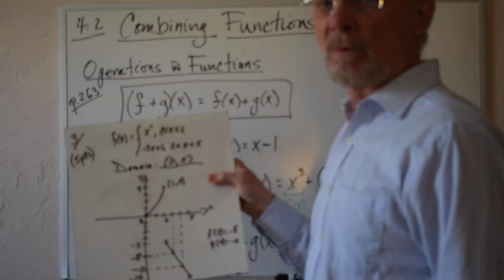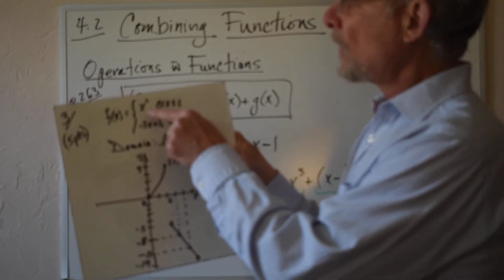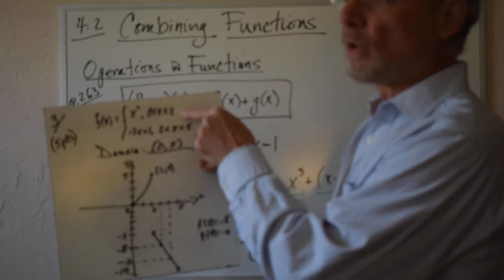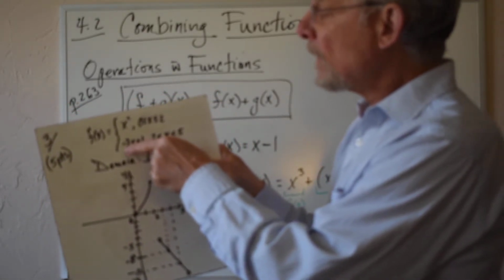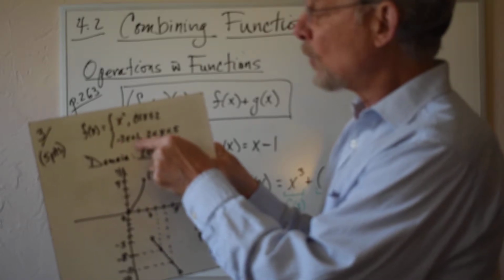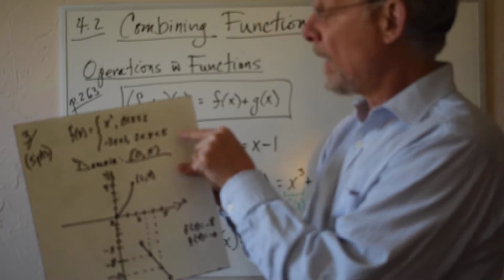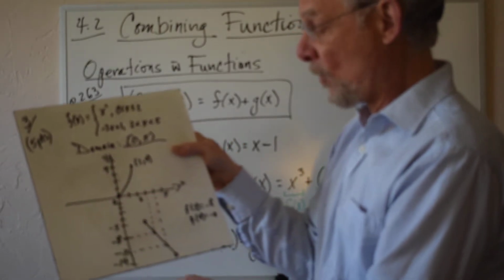And finally, problem number 3 is a piecewise defined function. F of x equals x squared when x is between 0 and 2, including the endpoints. Else, it equals minus 3x plus 1, where x is between 2 and 5, excluding both endpoints. And we're also asked to find the domain.